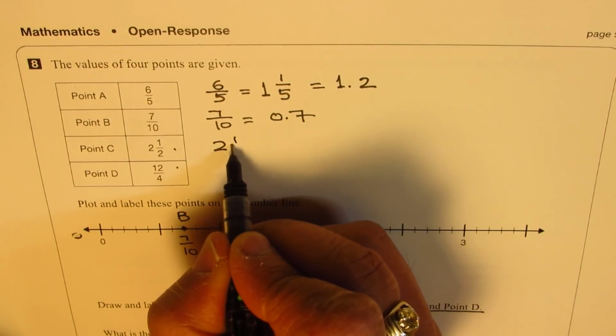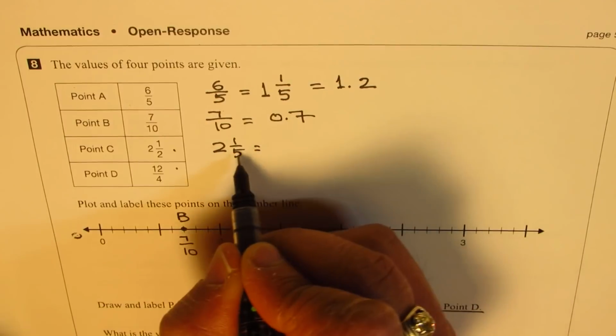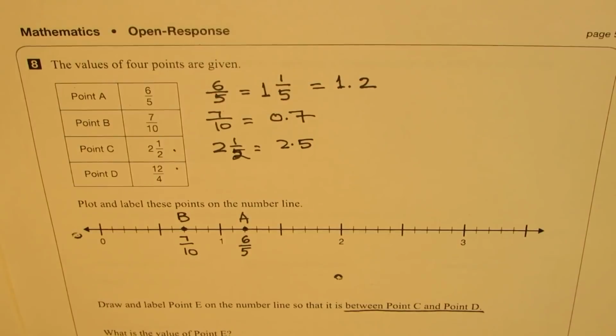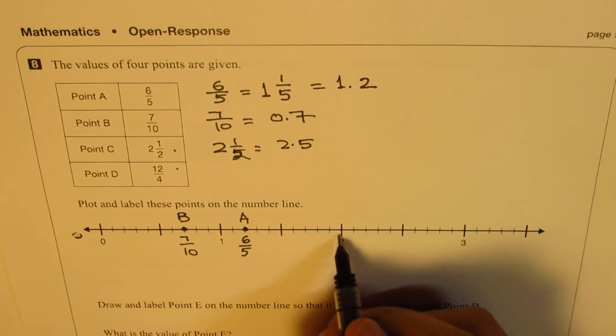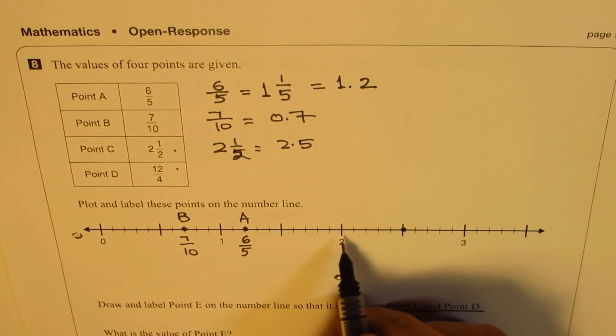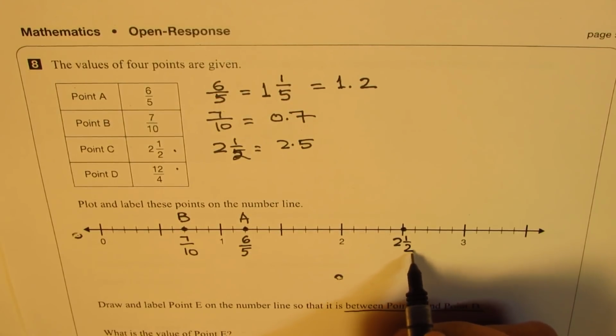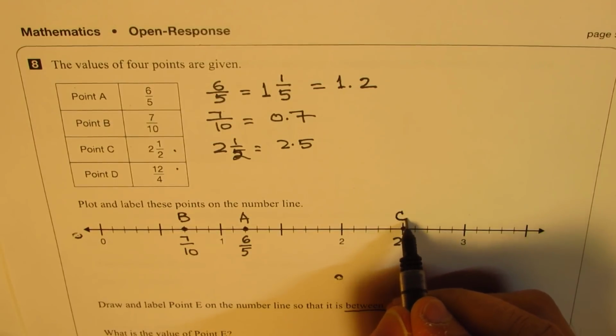So 2.5 could be treated as 2.5. Decimal values are good if you could write. So 2.5 is right there in between 2 and 3. So you could write this as 2.5. Clear? And this is point C for you.